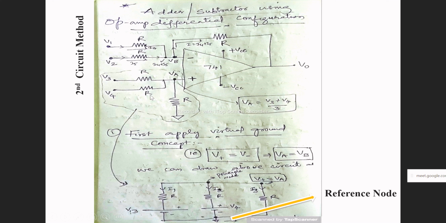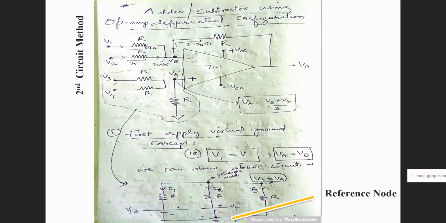Now we can draw this part, what I have drawn in the dotted line. I am redrawing the diagram so that we can understand how to find the voltage at node VA. I said that by the virtual ground concept, VA and VB will be the same, but first I need to find the voltage at VA. So I am redrawing this particular diagram.